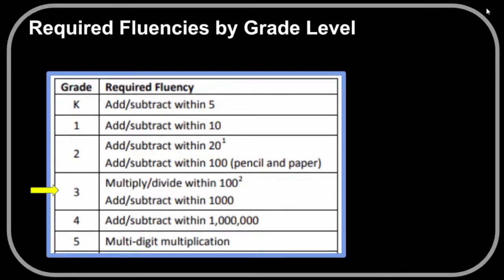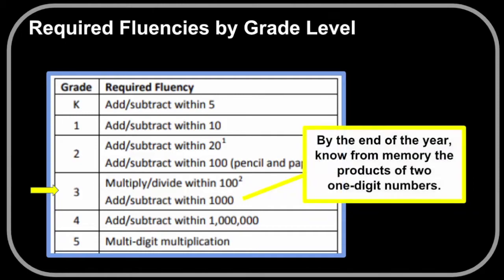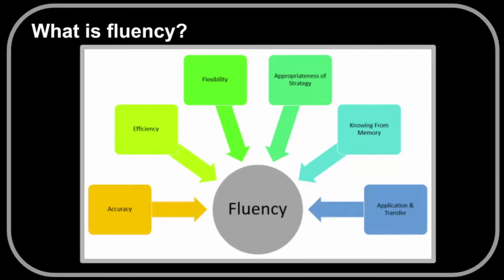Third grade students focus on learning their multiplication and division facts within 100 with an expectation that they know the products of two one-digit numbers by the end of the year. Fluency with multi-digit multiplication is worked on throughout 4th and 5th grades with an expectation of fluency by the end of 5th grade. As we dive into the standard, it is important to address what fluency means.